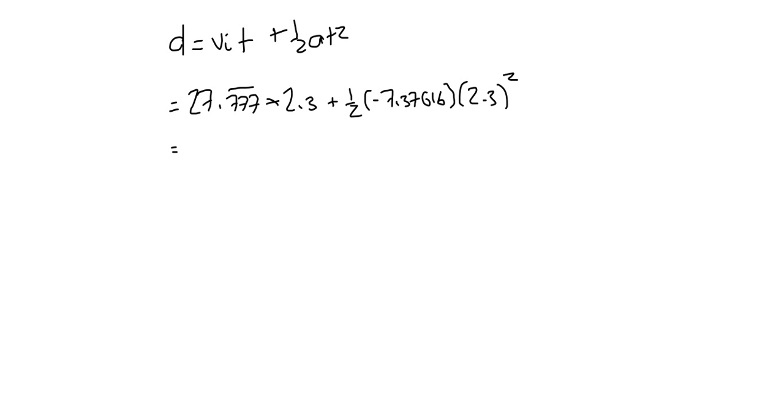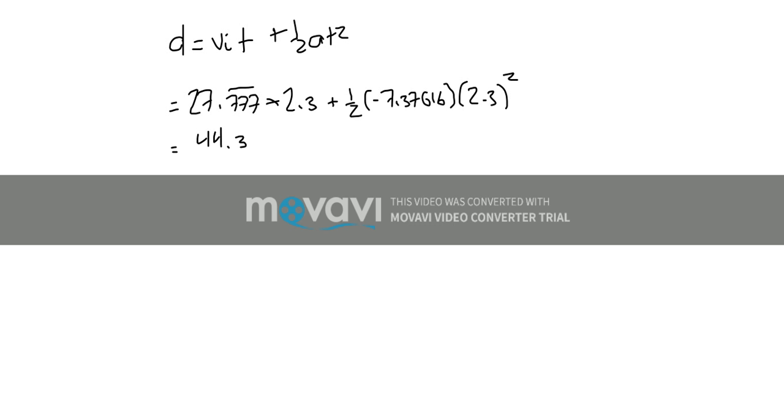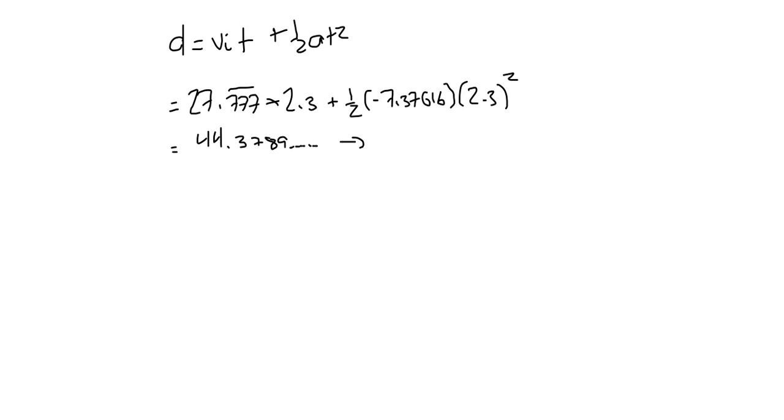So I'm going to type this in now. I'm going to do 27.7 repeating times 2.3. I'm going to add 1/2 times negative, that whole value, 7.37616, times 2.3 squared. And I've got a stopping distance of 44, and I'll keep a couple digits here, 3, 7, 8, 9, etc. I often will write little dots afterwards to indicate that I'm going to save those values. And what would be a great idea is if you know how to store this in your calculator, store it as letter A, for example. We'll save that.